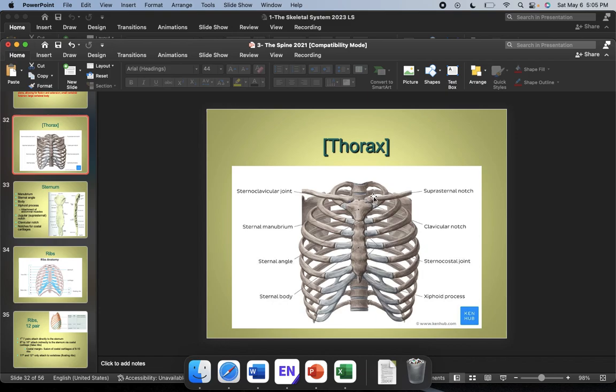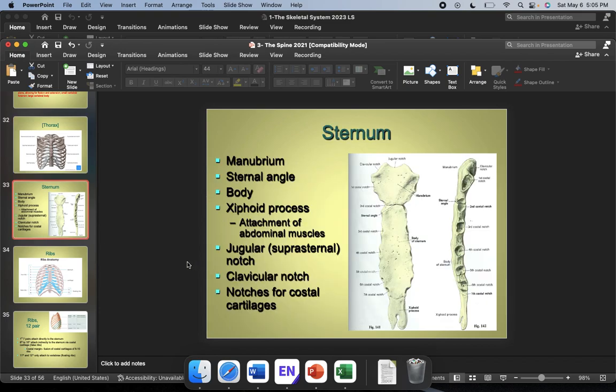This short video is going to be covering the skeletal structures of the sternum and the ribs. The first skeletal structure that I'm going to cover is the sternum. The sternum is the breastbone of the body, involved in anterior protection and joint attachment on the anterior thorax.